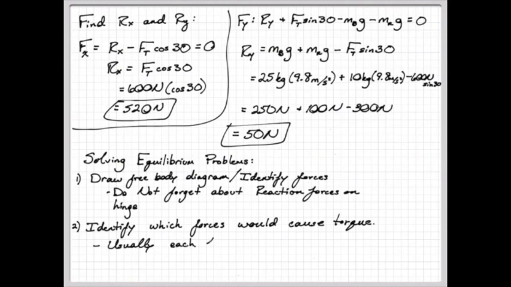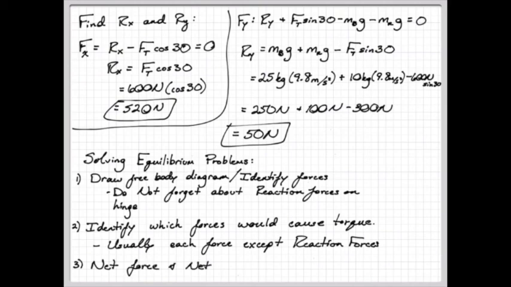And remember that usually each force that we identified in step 1 will cause a torque, except for the reaction forces. Those forces act on the hinge, and as we know, forces that act on the pivot do not cause torque. Okay, and then our final step for setup is write out your equations. What's your net force in the X, net force in the Y? It's all equal to 0. Write out your net torques. Don't forget about clockwise, counterclockwise directions. And all of your net torques should also add up to 0.